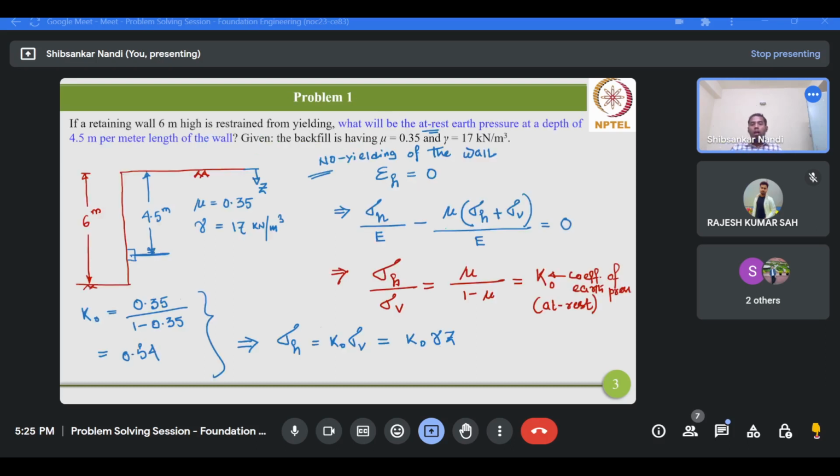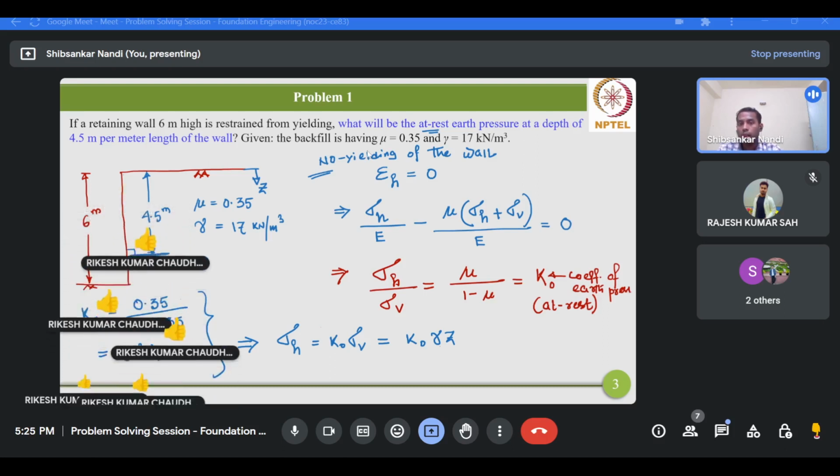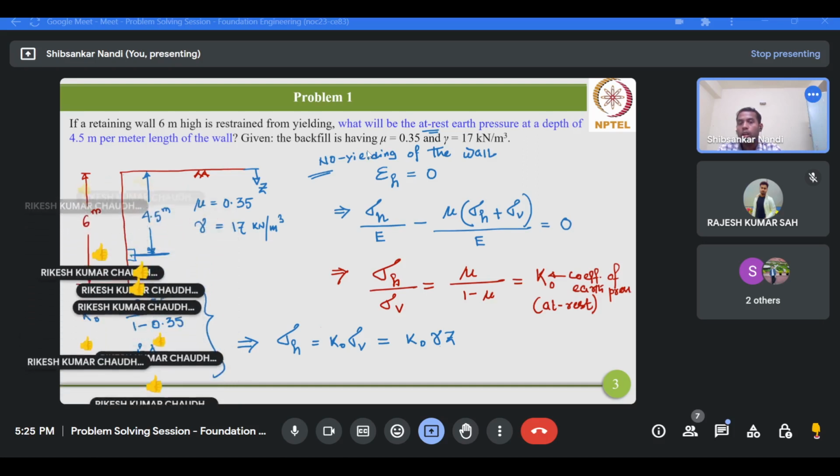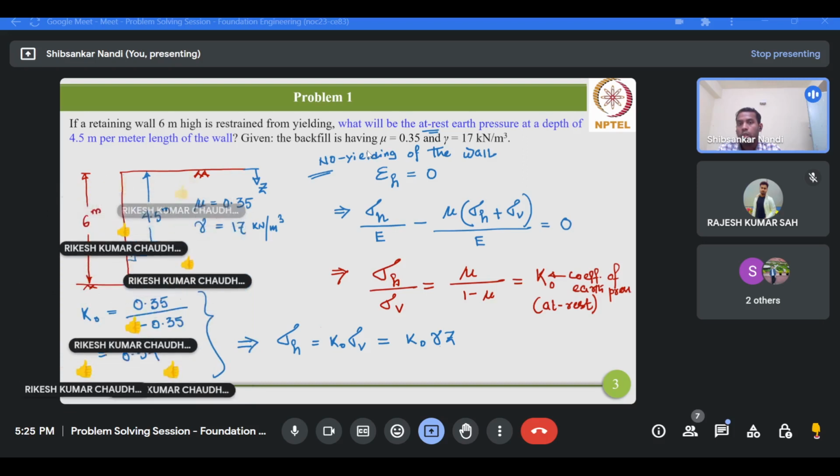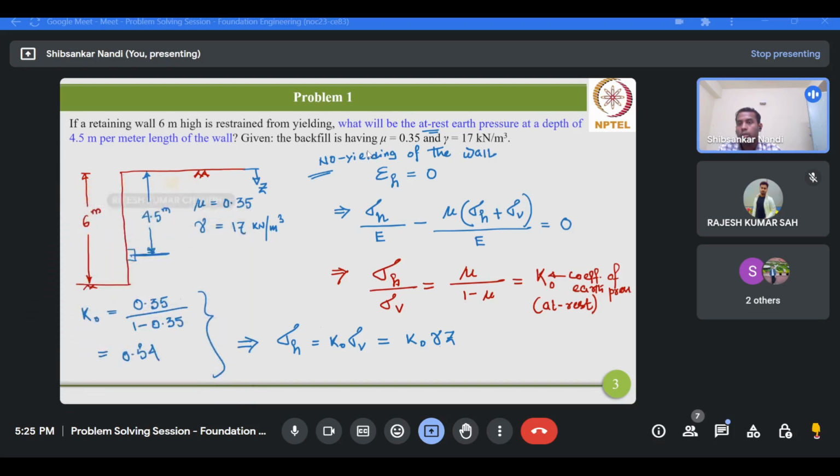Now can you please tell me, instead of Poisson's ratio value, if the friction angle of the soil is given to you? Suppose the backfill is cohesionless in nature and the angle of internal friction of the soil is given. Then what would be the approach to determine the at-rest earth pressure at a depth of 4.5 meter per meter length of the wall?